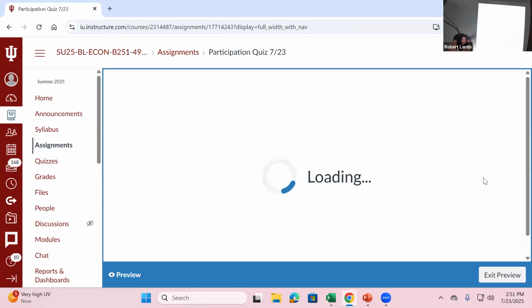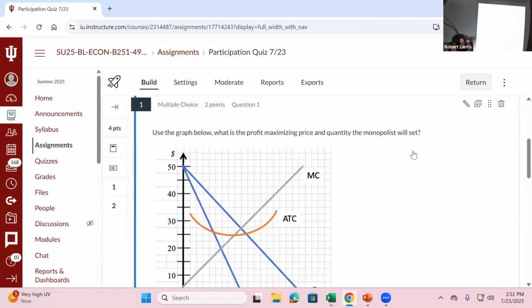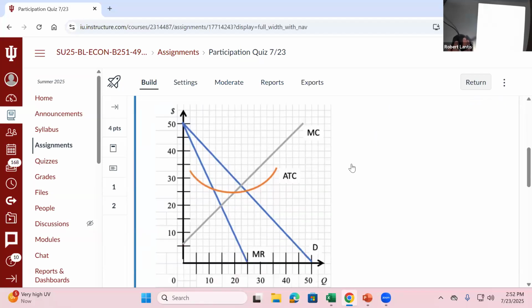All right. Let's say I had a graph like this, and I just wanted to identify the profit maximizing quantity and price. This is literally the problem that we just talked through. If I'm the monopolist, where is the profit maximizing price and quantity? Where marginal revenue is equal to marginal cost. So that's going to be a quantity of 15.